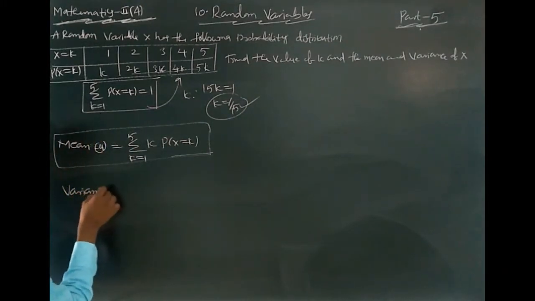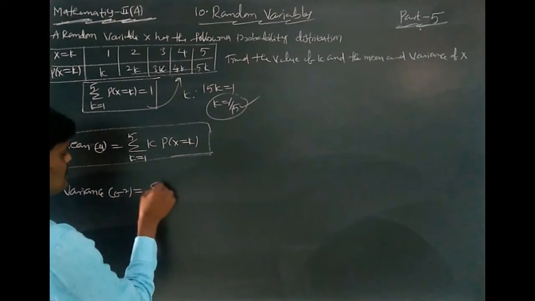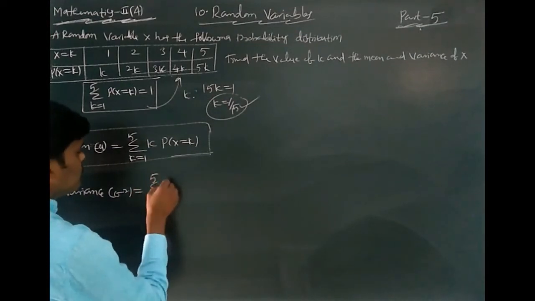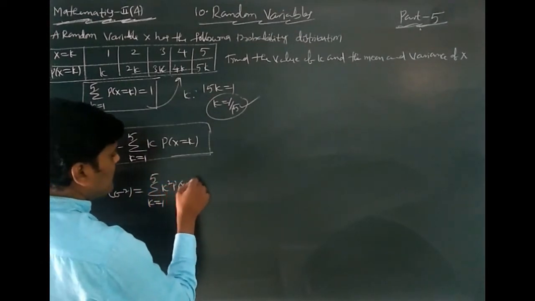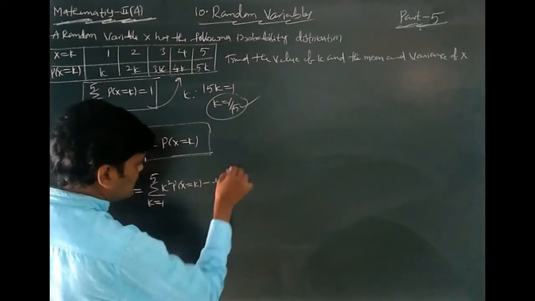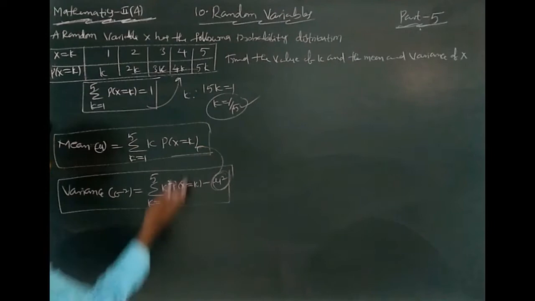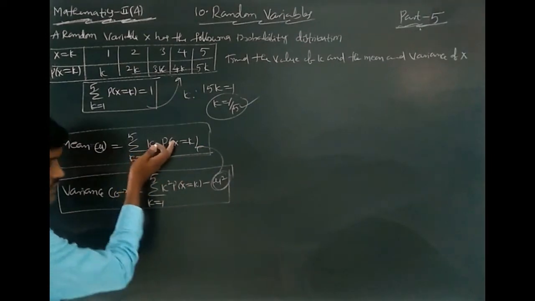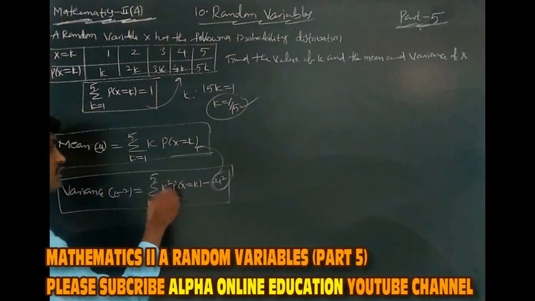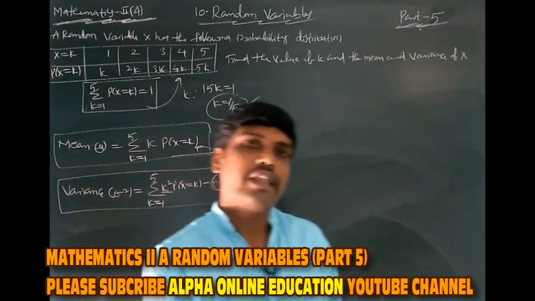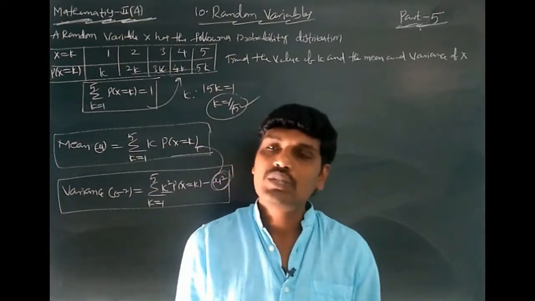What is the variance formula? Sigma square is equal to summation of k from 1 to 5 of k square into p of x is equal to k, minus mu square. This is the formula. In this formula, mu is the mean, already explained. The answer from the mean, write that value down here. After that, you can substitute it in this way. Variance can also be explained. You can do that.